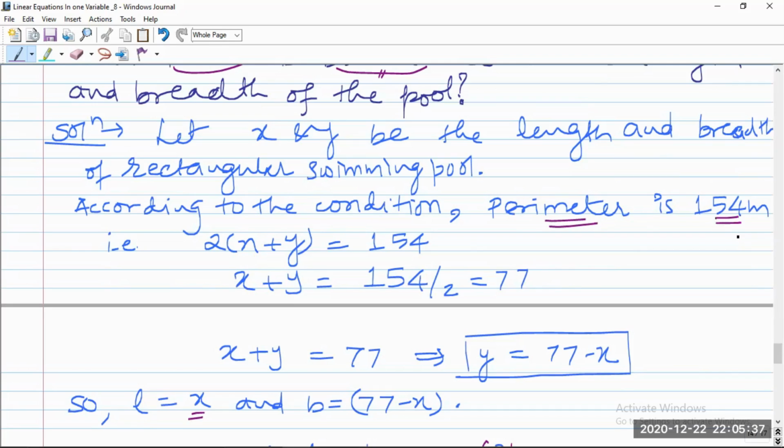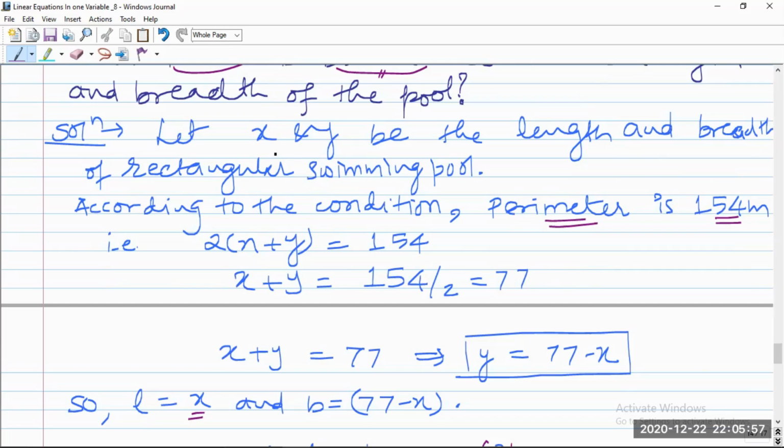Just forget about the object given. Here it is given the swimming pool, but it is related with which geometrical figure? It is related with the rectangle. So just think about the perimeter of a rectangle. What do we have as the formula for perimeter? It is twice length plus breadth.